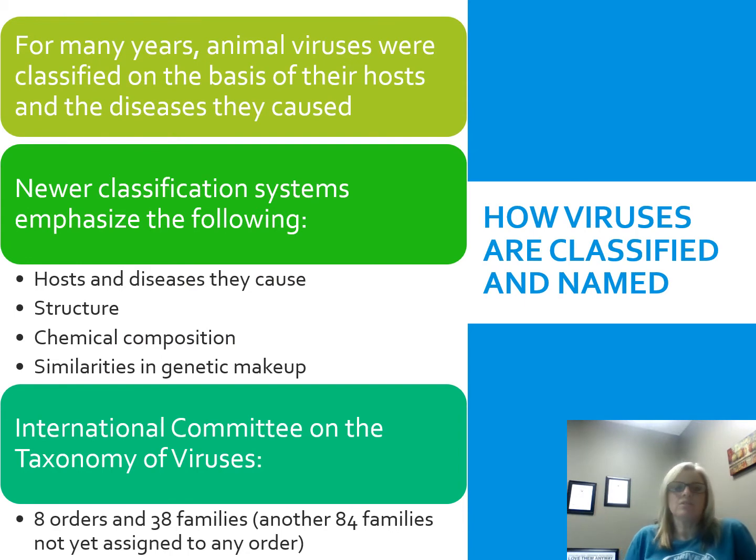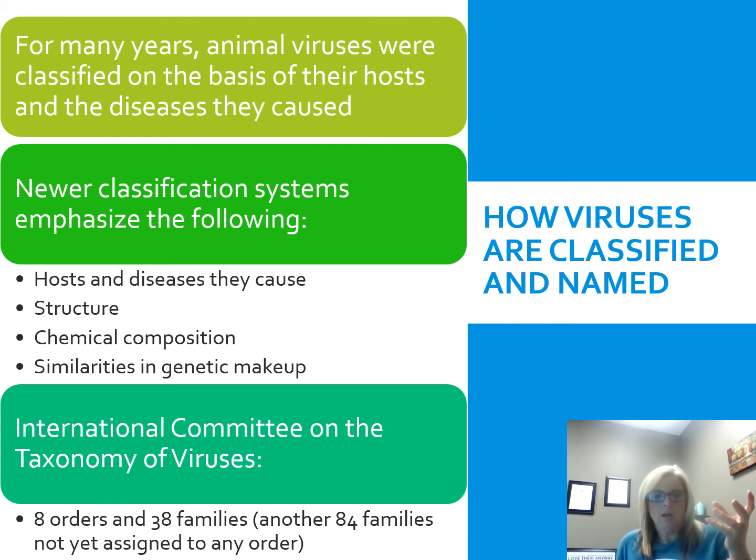So viral nomenclature is a little similar to the nomenclature that we use for bacteria and other microbes. Remember, nomenclature is how we classify and name organisms. For many years, animal viruses were classified based on what their host was or the disease they caused. We've changed that somewhat, and our newer classification systems will include the host and disease that's caused, but they will also refer to the structure, their chemical composition, and sometimes their genetic makeup.